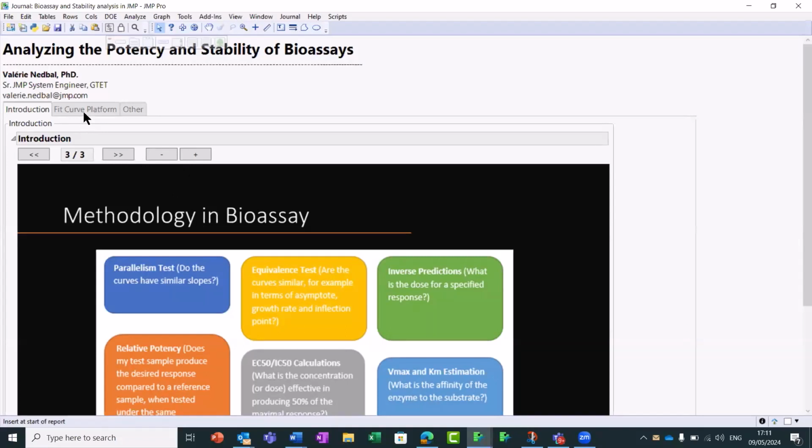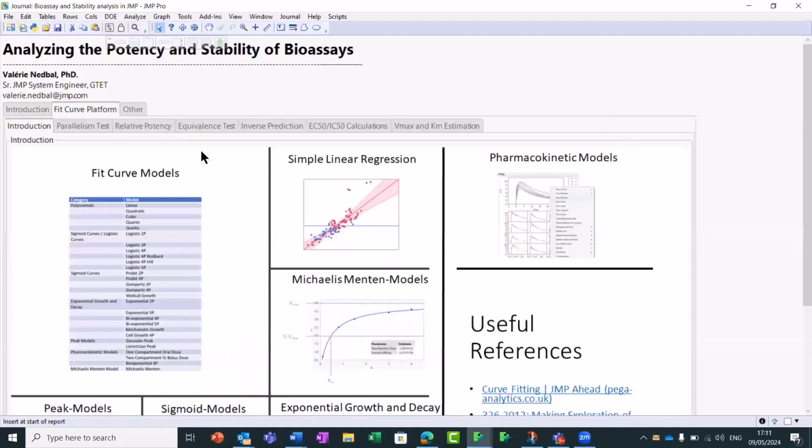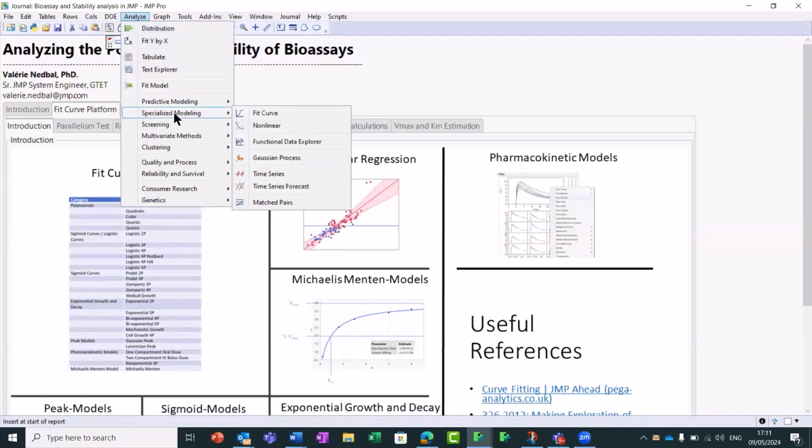Therefore, in JMP, and also in JMP Pro, we have a platform called the Fit Curve platform. Where do you find it? It's under the Analyze menu, in Specialized Modeling, and Fit Curve. This is a really, really nice platform because you have lots of models that are already built in, so you don't need to type the model manually. That would maybe be for a custom nonlinear model, using custom functions. You can also use this one, but it's a little bit more, I would say, not very practical.